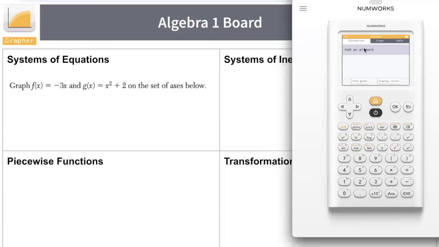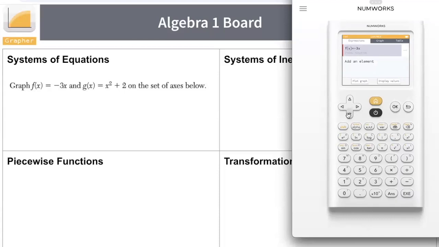Just like equations, you're going to add an element. So I'm going to click OK. I'm going to go to my templates. Your templates have a bunch of options in there for students. For this one, we're going to actually choose our f of x. And then I can just edit this from there. So I can say -3 and then x and click OK.